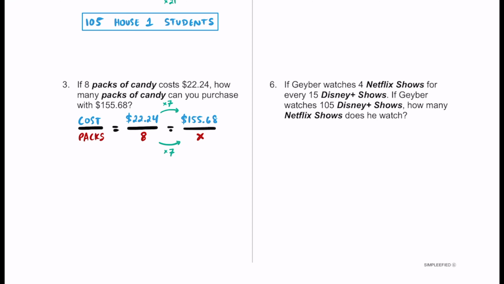So 8 times 7, we're going to say that X is going to be 56. It's going to be 56 packs of candy. So keeping the same ratio, if we have $155.68, we could buy 56 packs of this candy.